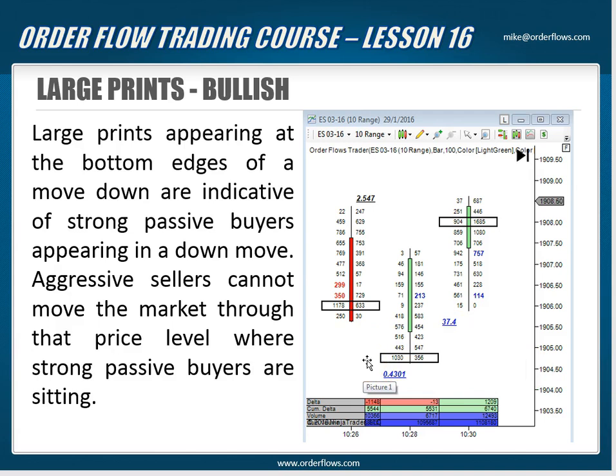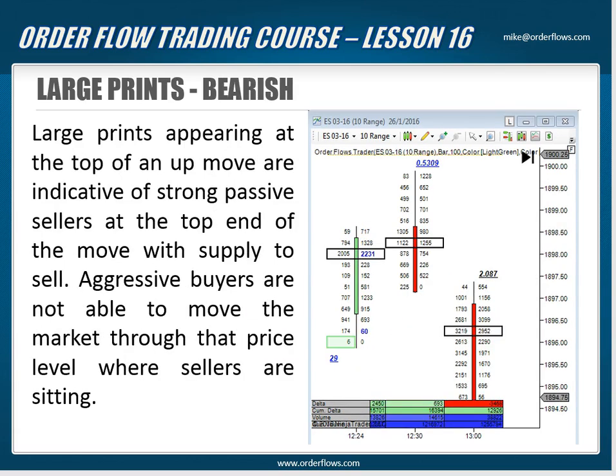Now, it's not something you see very often. Over the course of a day, you may get only a couple of bars like that. But when it happens at the end of a move, it's very important. It's telling you there's a strong passive participant there who's willing to support the market. Now, large prints appearing at the top of an up move are indicative of strong passive sellers, like you see here. You have a ratio of 0.53. It's indicating strong passive sellers up here at the very top of the bar.